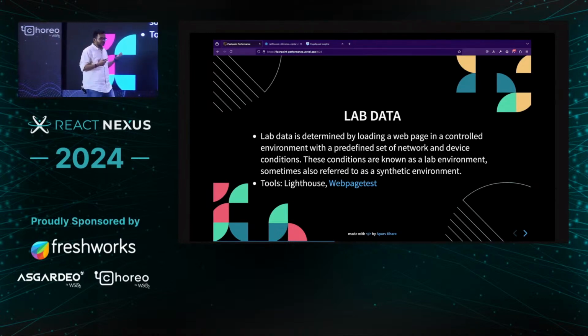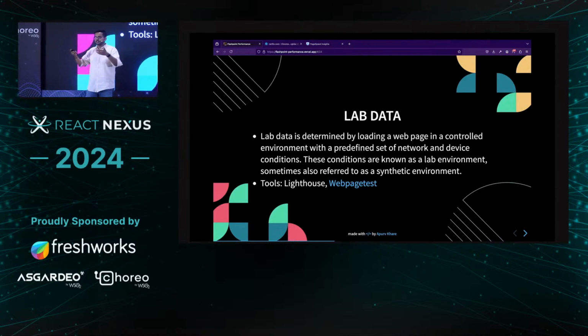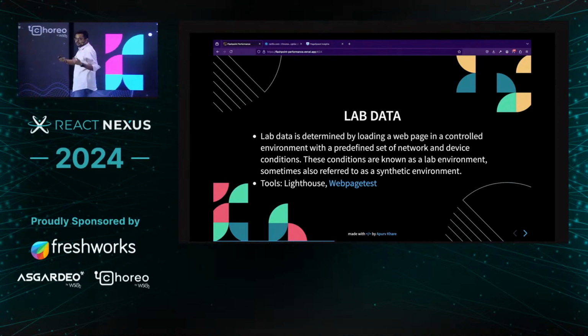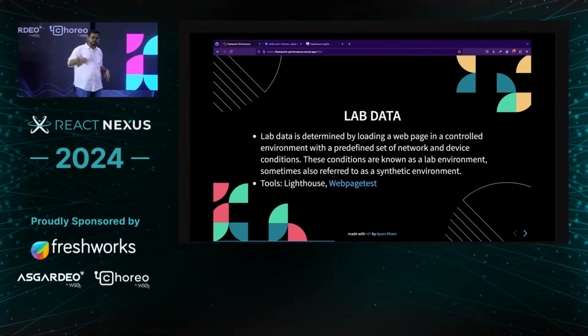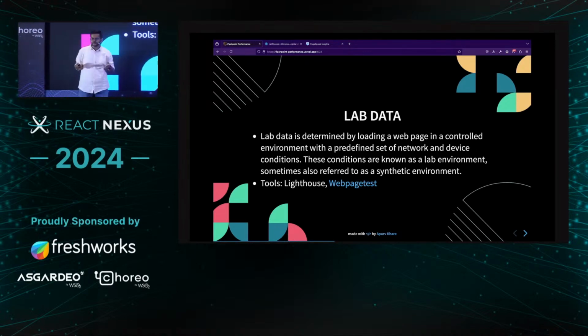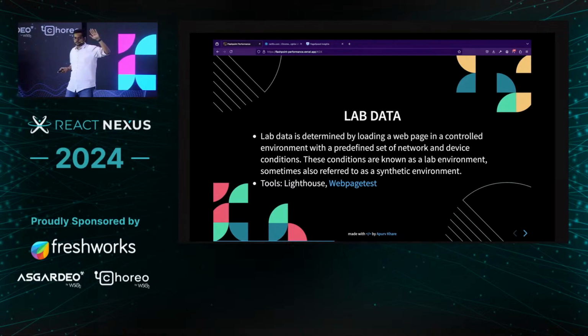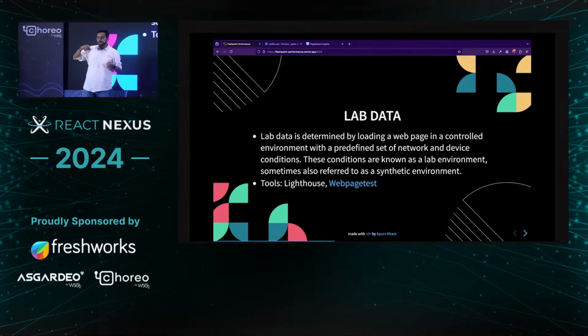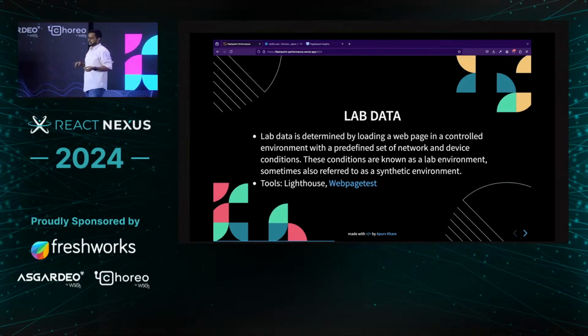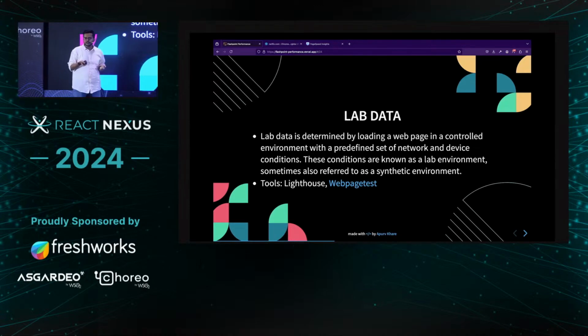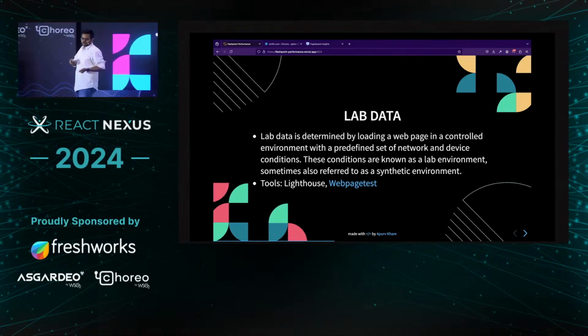When do we use such data? When we have to ship a feature. It is not in production, but before shipping, we need to measure the performance. At that time, we will use such data. And a tool for lab data is Lighthouse. How many of you know Lighthouse? Good. For those who don't know, it's in the Chrome DevTools, right? And there is one more, WebPageTest. How many of you know this? Good. We'll be seeing a demo of this.